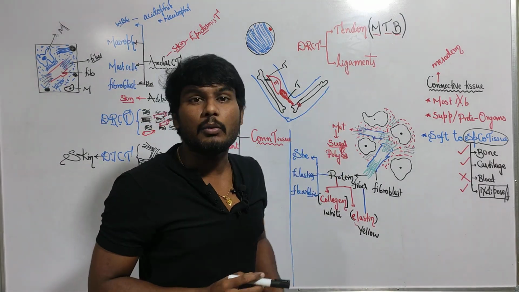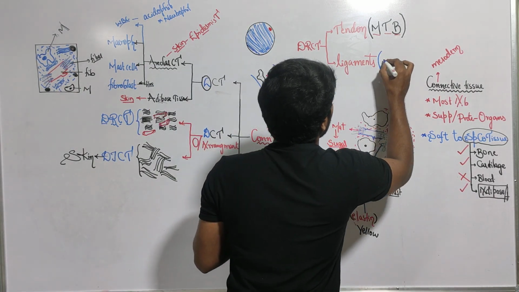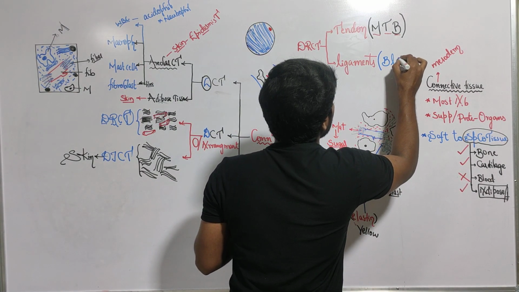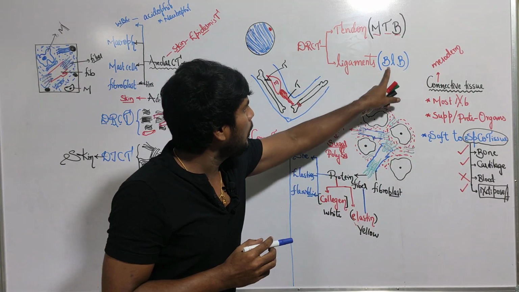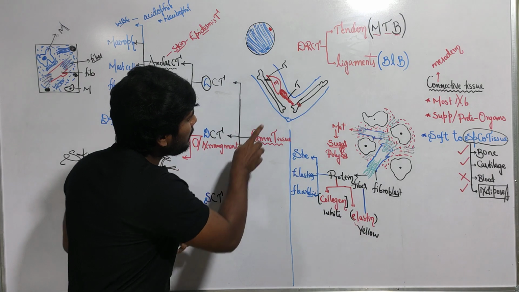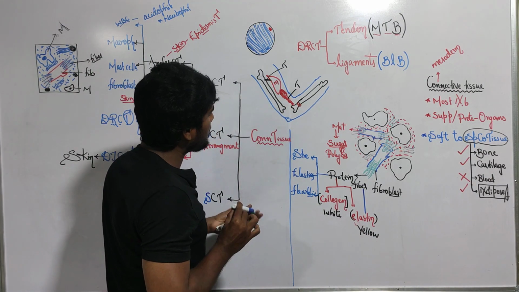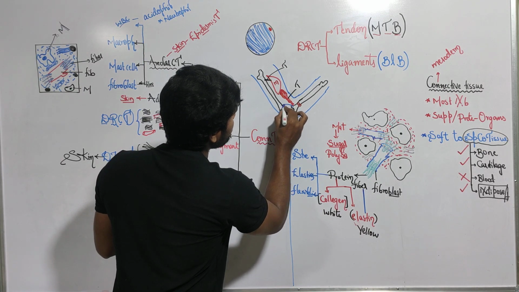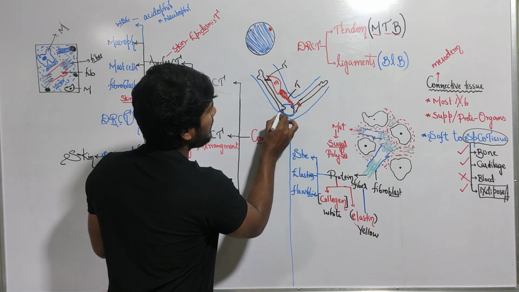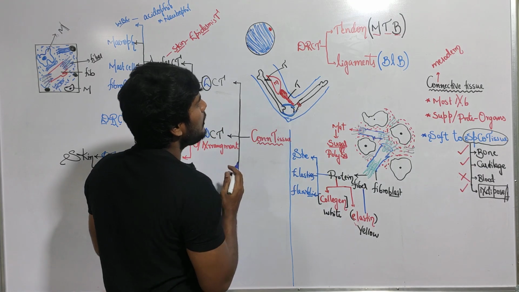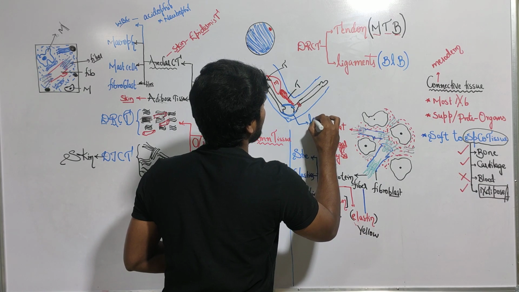Now come to the ligament. What is a ligament? BLB: bone to bone connection is a ligament. Now remember, this is a bone and this is a bone, and these two bones are joined like this. So bone number 1 and bone number 2 are joined. So the bone to bone connection is the ligament.